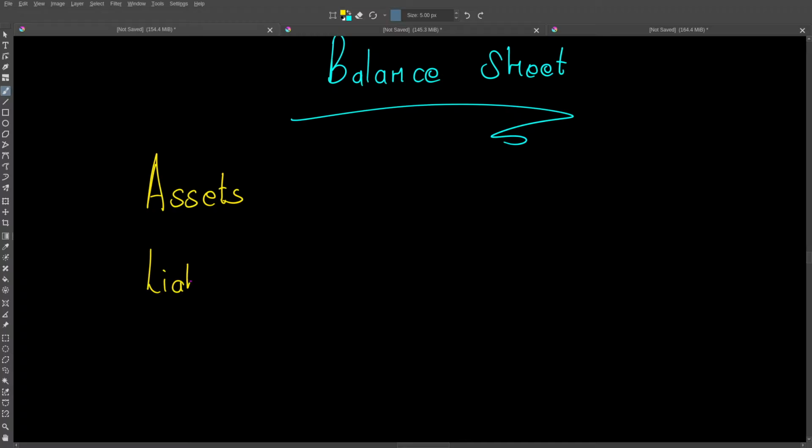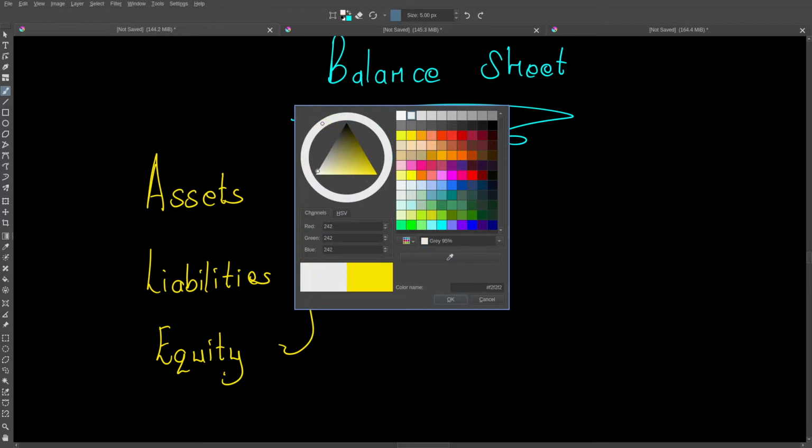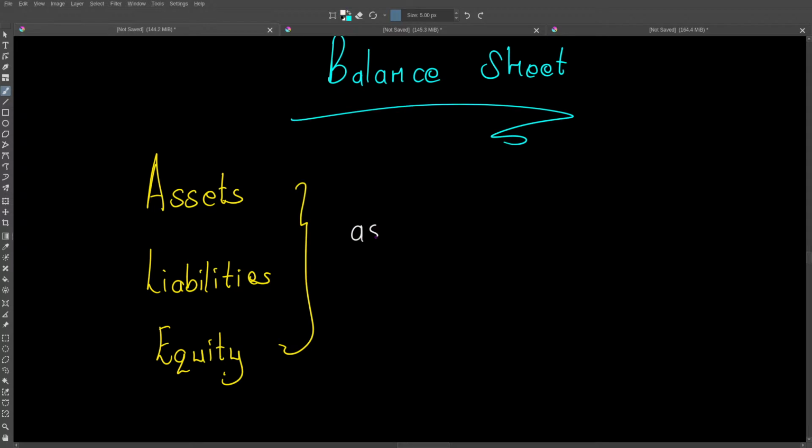The balance sheet shows us the assets in a business, the liabilities, and equity as at a given point in time. As at 31st December 2025, for instance, we are able to see these are the assets in the business, these are the liabilities, and this is the equity. We are talking about a given point, not a period, a particular point in time.